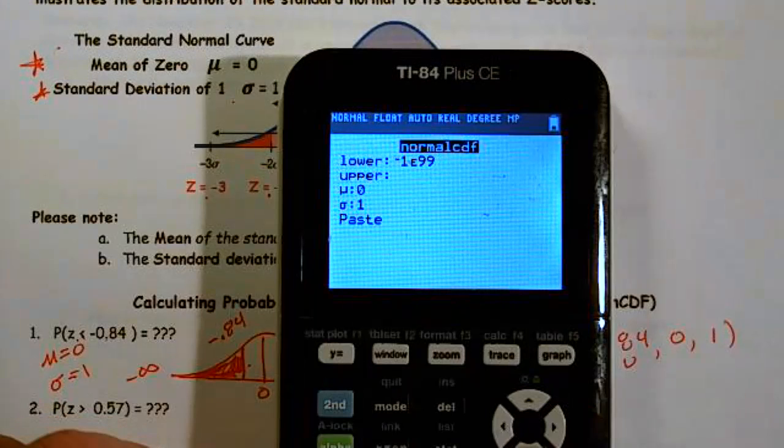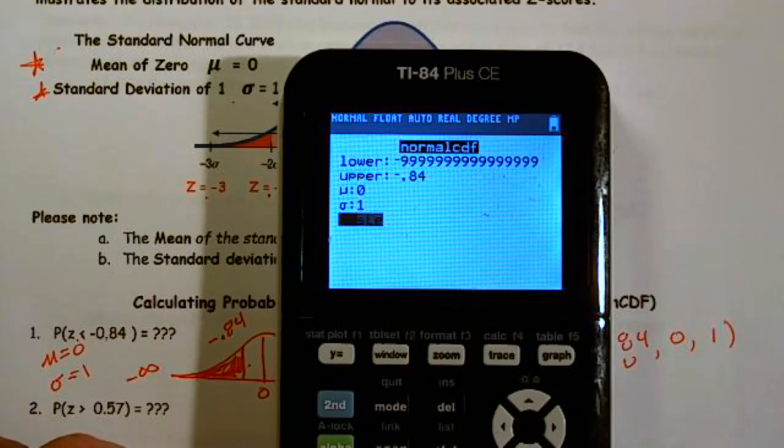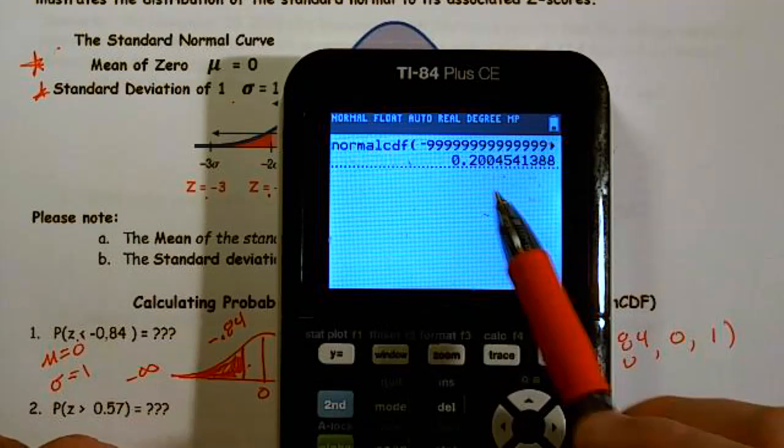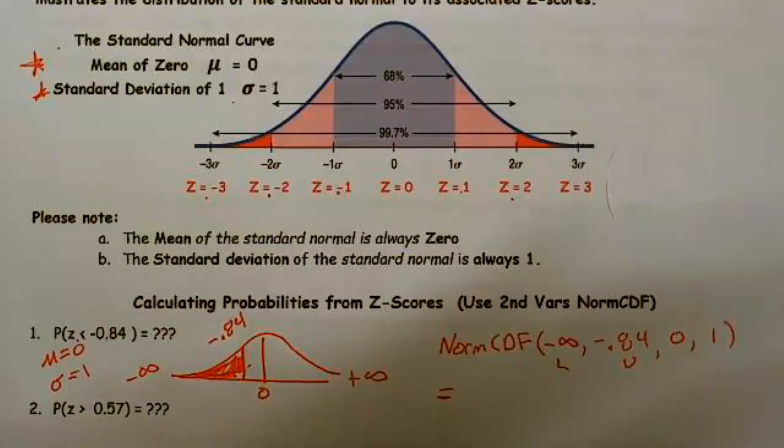So negative 99999, loaded up some 9s. My upper was negative 0.84. My mean is 0, standard deviation 1 because we're working with a z-score. Press enter, and I get 0.2004. Please always truncate.